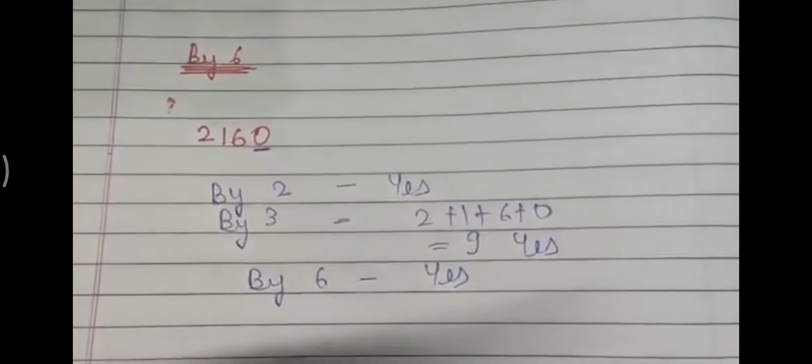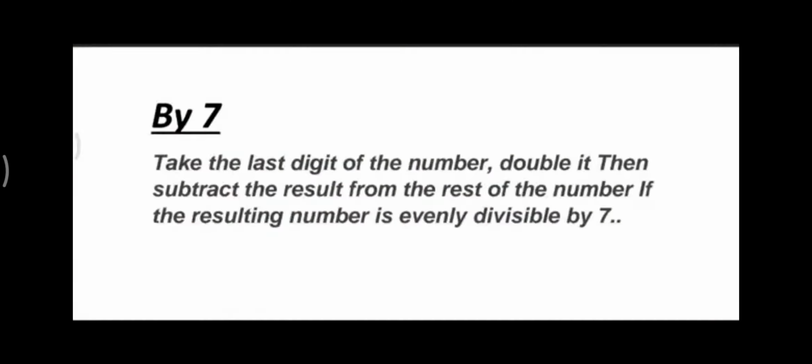So by 6 it is also divisible. Now the divisibility of 7, it is a little bit difficult. Take the last digit of the number, then double it and subtract the result from the remaining number. If the result is divisible by 7, then the number is divisible by 7.